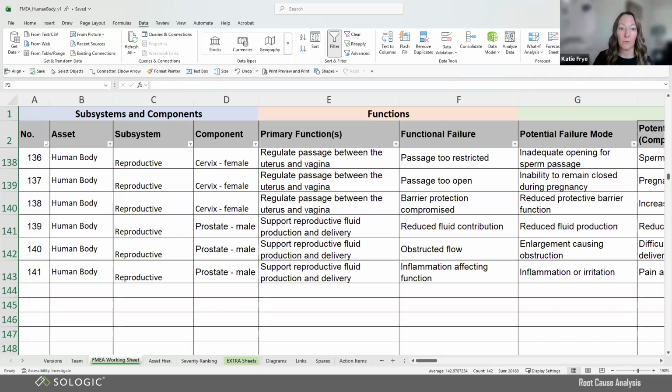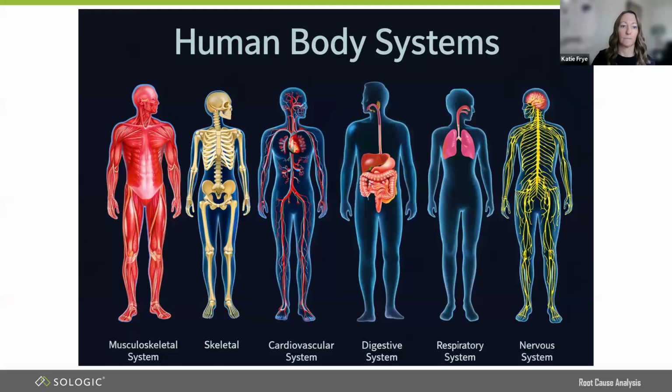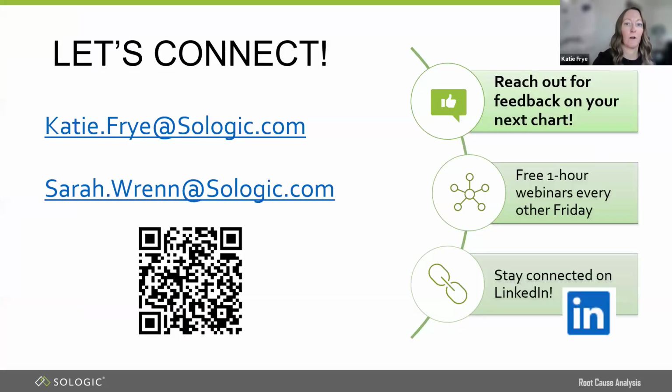So the key takeaway here is that the structure matters more than the asset details. This same approach applies to pumps, processes, IT systems, and organizations. All right, so that pretty much wraps it up. Thank you all for spending time with us today and walking through the human body FMEA example. We hope this made the FMEA process feel more practical and approachable to your own systems.